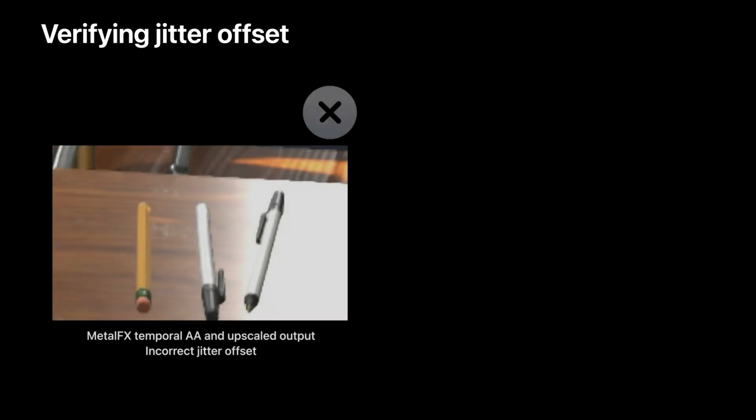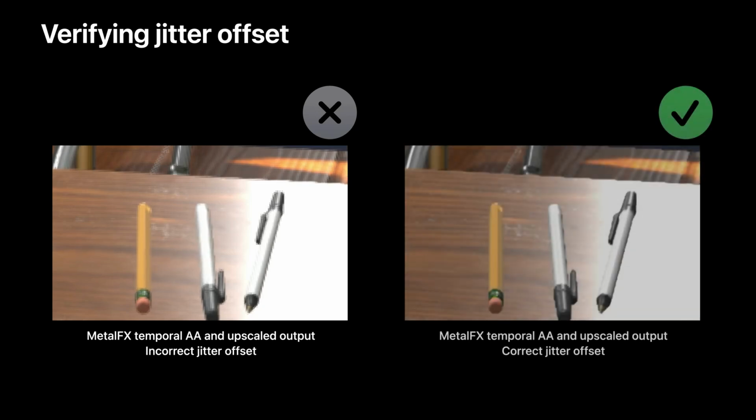To verify that you're providing the correct jitter offset, render a scene without camera and object motion, using a sequence of different jitter offsets. On the left is an example when incorrect jitter offset is specified. Static objects could shift, and fine lines are fuzzy. On the right is the output when correct jitter offset is specified. Objects stay in place, and fine lines are resolved progressively.